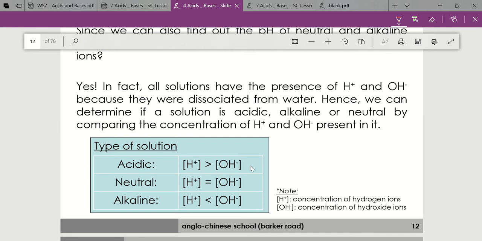For us to be able to calculate pH values, hydrogen ions must be present in the solution. So even if I have a pH of 14, there are still hydrogen ions that are present. However, you will see that it has very, very much lesser hydrogen ions compared to something which is of pH 1. So what exactly are we comparing?